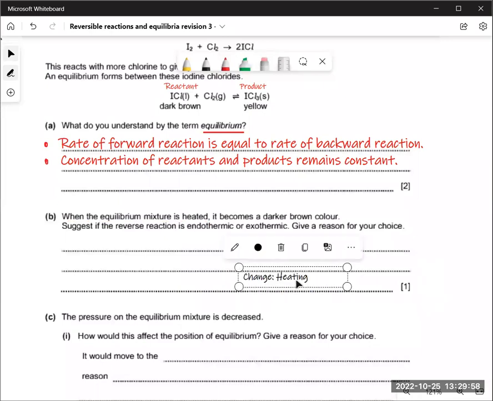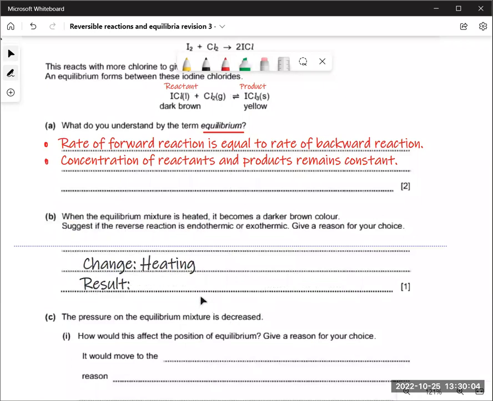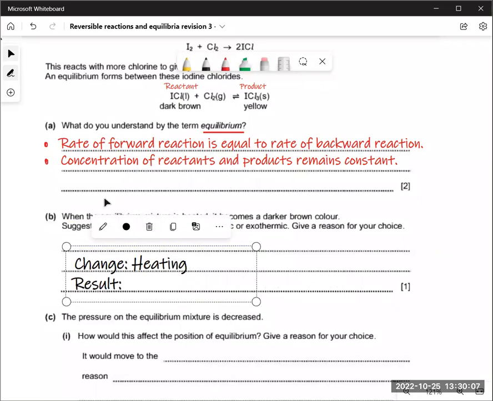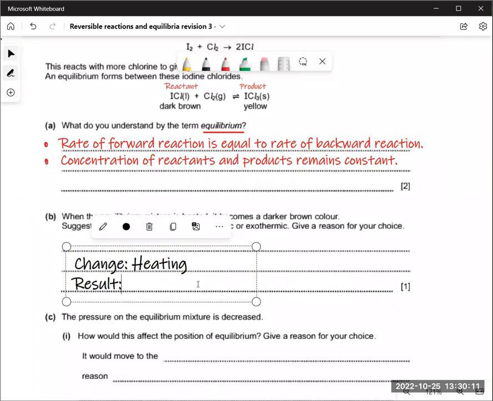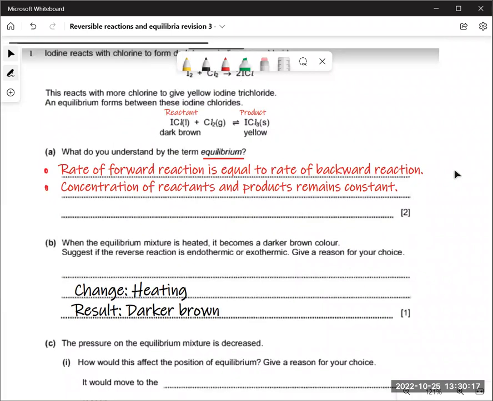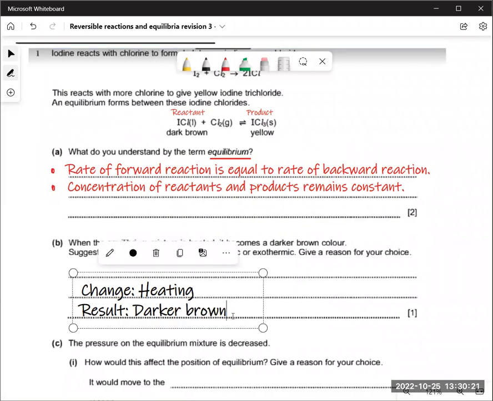Okay. And what is the result of this change? So do you mean like becomes endothermic or exothermic? No, I'm asking, when he heats it, what does he see? What does the reaction become? Oh, it becomes darker brown. So we'll say darker brown. Now, first, tell me which side is darker brown, reactant or product? Reactant. Reactant. So I'll say that.